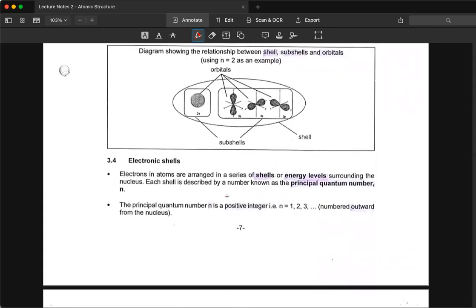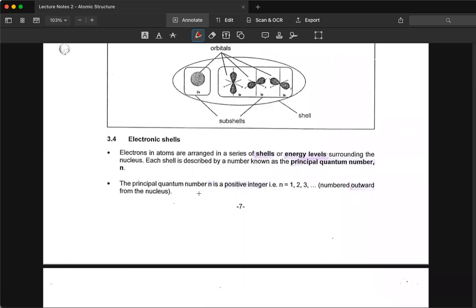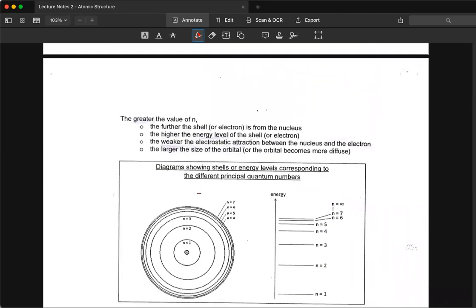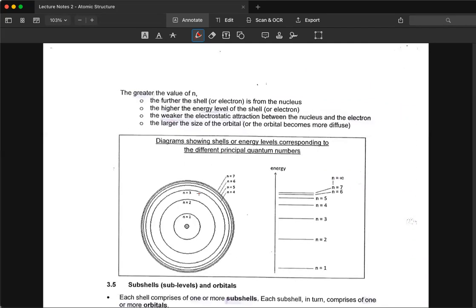Now, electrons in atoms are arranged in a series of shells of energy levels surrounding the nucleus. Each shell is described by a number known as the principal quantum number. The principal quantum number n is a positive integer, n equals 1, 2, 3, numbered outward from the nucleus. The greater the value of n, the further the shell is from the nucleus, and the higher the energy level of the shell. And the weaker the electrostatic attraction between the nucleus and the electron, and the larger the size of the orbital. All the orbitals become more diffuse, meaning the electrons are more randomly distributed.